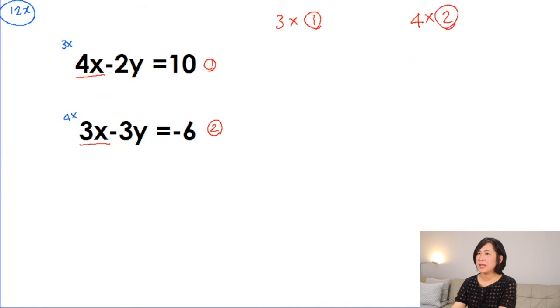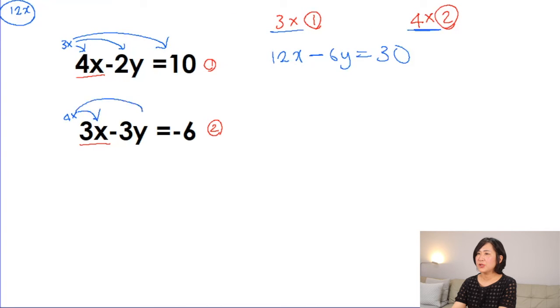Then we can make the x the same, a 12x. Times 3 for all the terms in this equation: 12x minus 6y equals 30. Then, now let's have a look at the second equation. Times 4 to everywhere. That gives you 12x minus 12y equals minus 24.